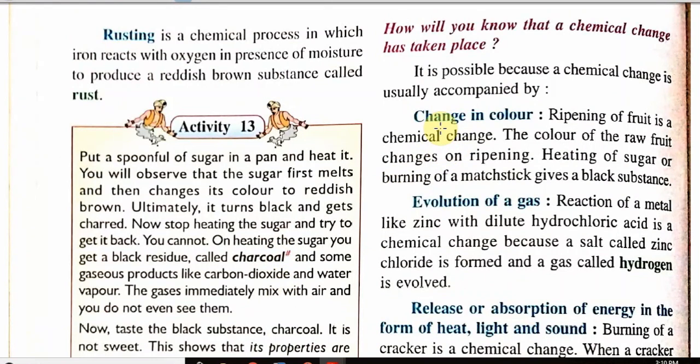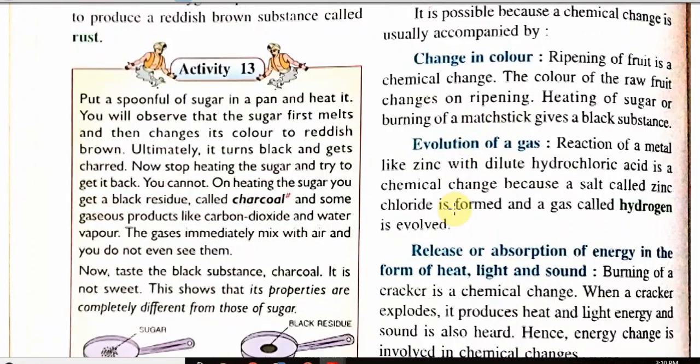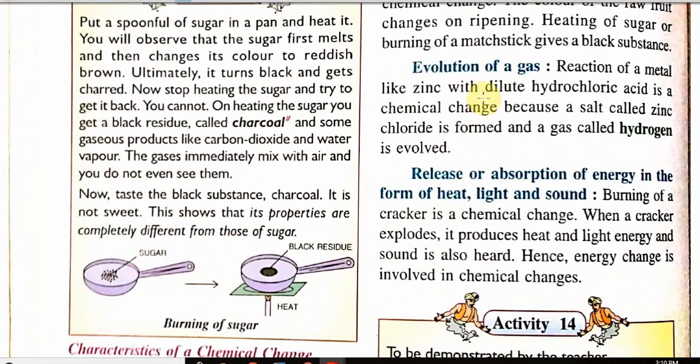First, change in color. Ripening of fruit is a chemical change. The raw fruit color changes on ripening. Heating of sugar or burning a matchstick gives a black substance. Second property we can see is evolution of a gas. Reaction of a metal like zinc and dilute acid produces a gas which is called hydrogen gas.